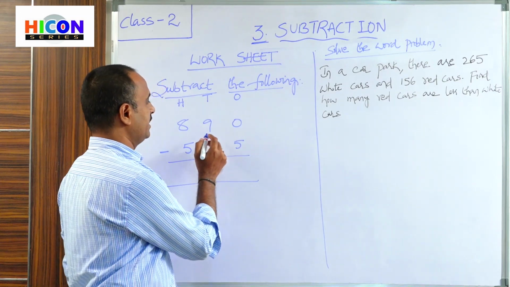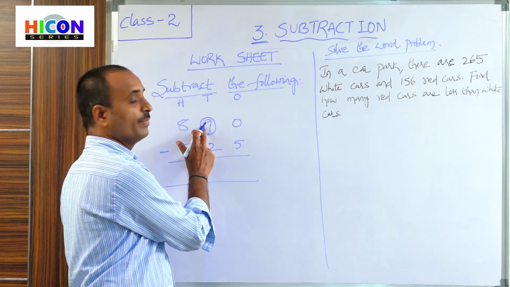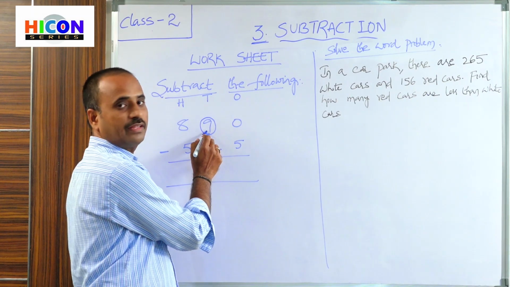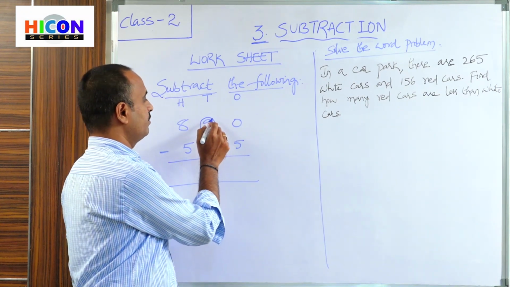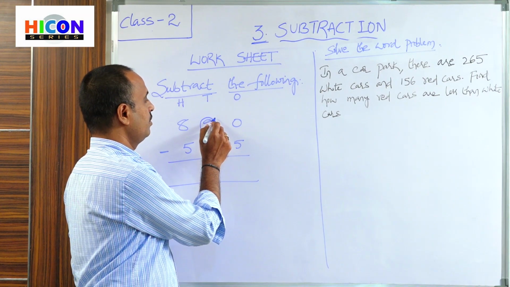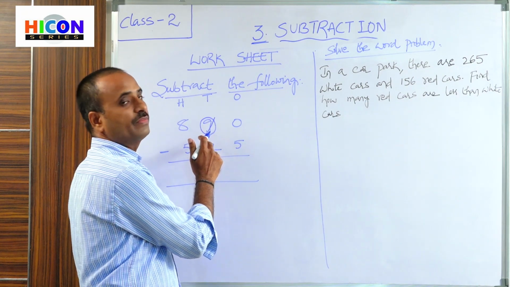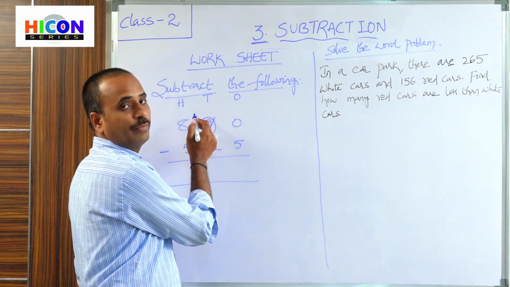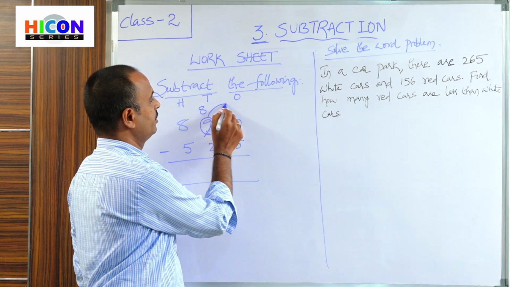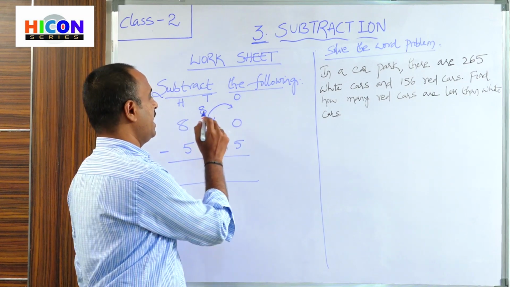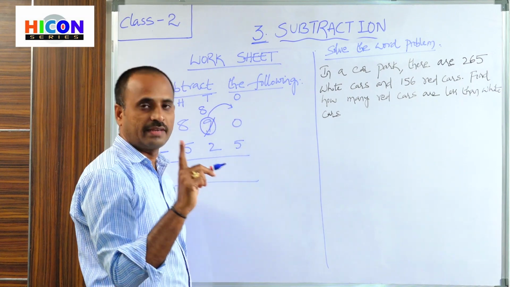So what is the digit present in the tens place? 9 is present in the tens place. So how many tens are there? 9 tens are there. So among 9 tens, borrow 1 ten. If you borrow 1 ten from the 9 tens, then there will be how many tens? 8 tens will be there. So now carry this 1 ten to the ones place.